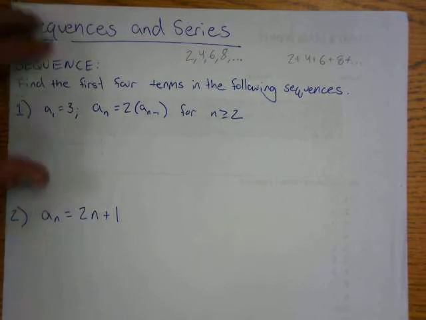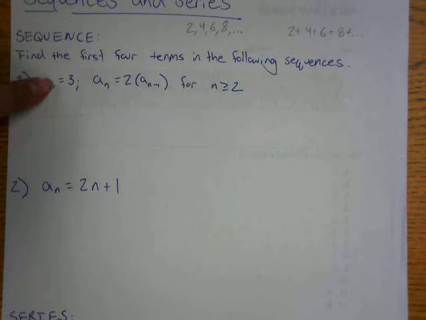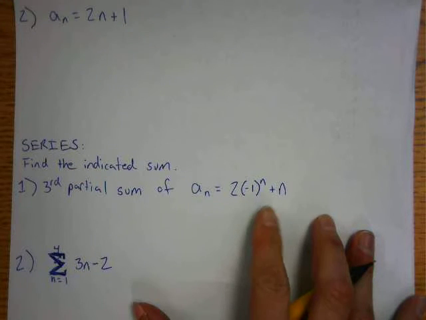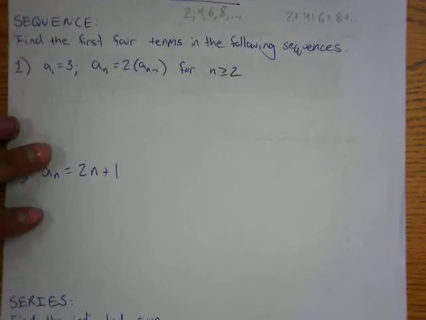or I could have an infinite sum that keeps going. So what we're going to do is take a look at just a couple sequences where I'm giving you the definition of the sequence, and we're going to find the first 4 terms. And then we're going to find a couple sums, look at some series. We're going to find one from an equation and one set up as a summation. So let's take a look.